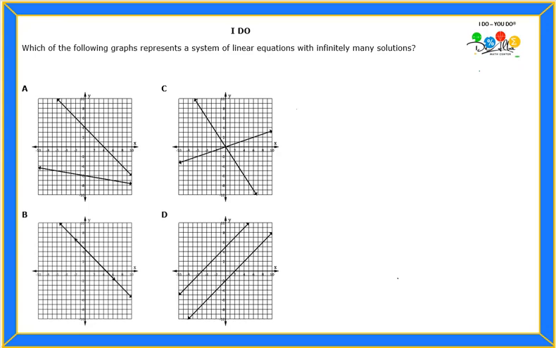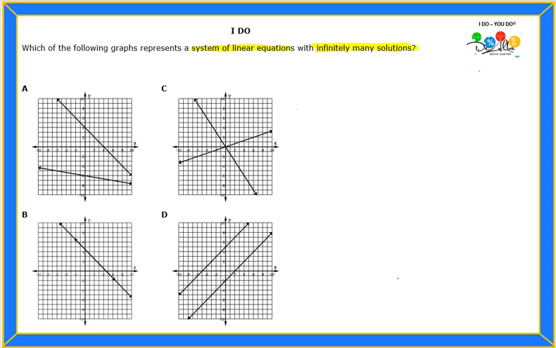And it says, which of the following graphs represents a system of linear equations with infinitely many solutions? Okay, so we're looking for this linear system, right? That actually shows you that it has infinitely many solutions. So how do I determine how many solutions it has?